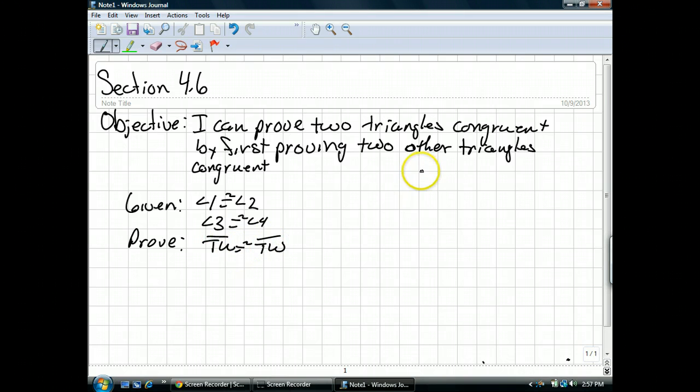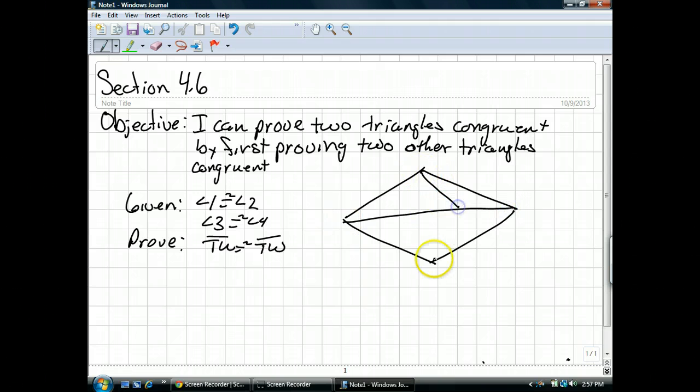And here's the picture. Okay, so this is T, this is U, this is V, this is W, and this is point S, and this is angle 1, 2, 3, and 4. All right.